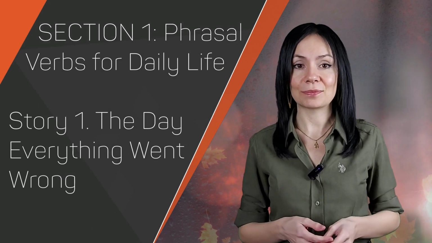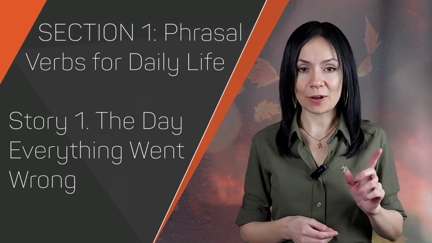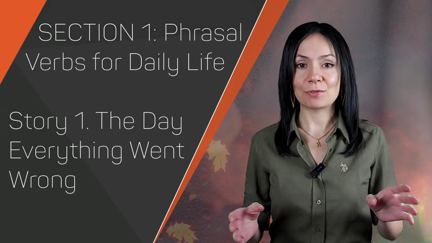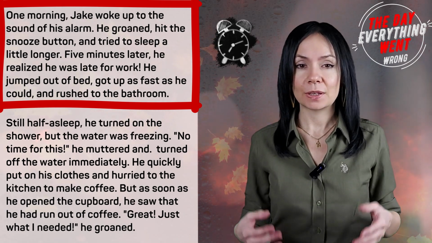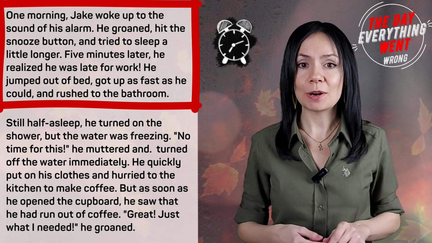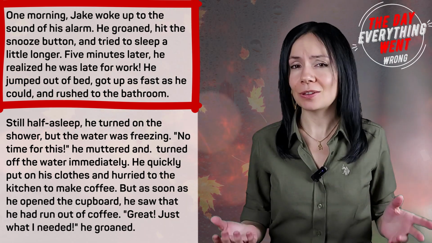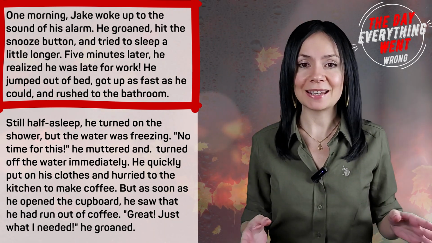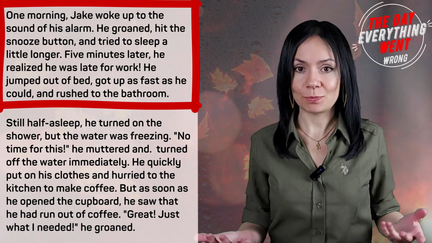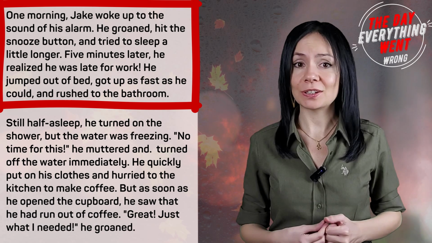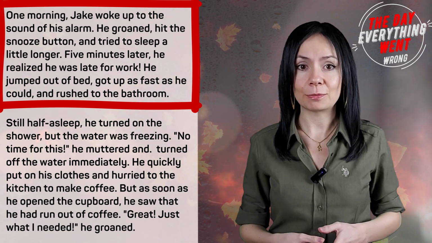So, first, let's have a look at phrasal verbs that are used for daily life. Story number 1. The day everything went wrong. One morning, Jake woke up to the sound of his alarm. He groaned, hit the snooze button, and tried to sleep a little longer. 5 minutes later, he realized he was late for work. He jumped out of bed, got up as fast as he could, and rushed to the bathroom.